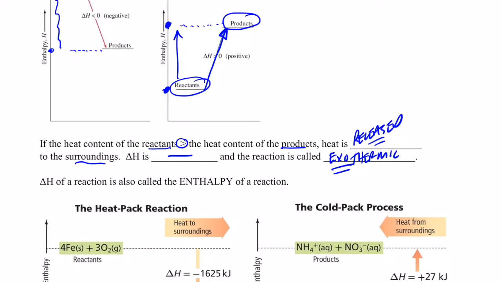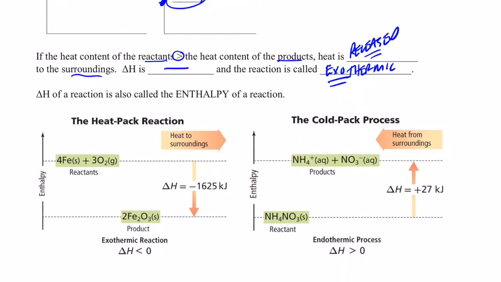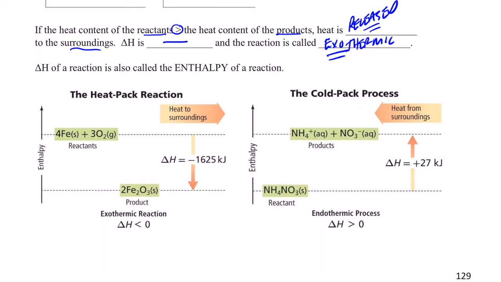Now, let me give you a couple of examples you might be familiar with. Heat packs and cold packs. Heat pack reactions take elemental iron and elemental oxygen. When they're mixed together, they react to form iron 3 oxide. Now take a look at the graph I've drawn here for you. My reactants have a higher enthalpy than my products. My reactants start out up here, and the products end up with an enthalpy way down there.